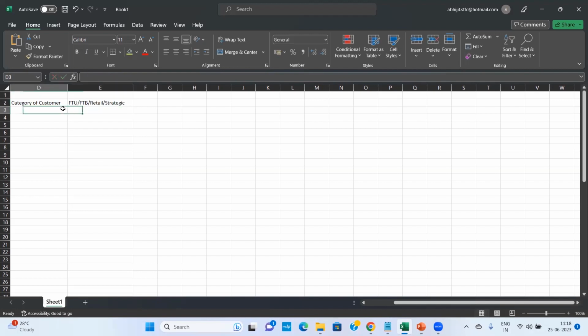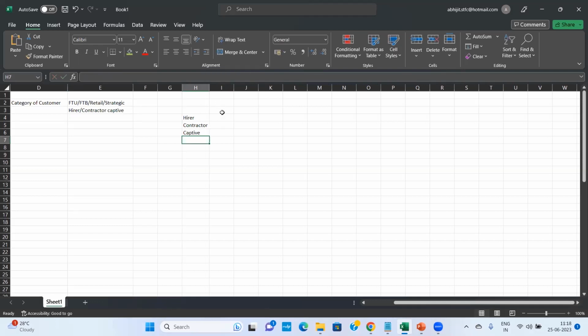strategy. So for a line of business, it can also be, say for example, hire, commercial vehicle, contractor, captive. So it can be a matrix structure like this: hire, contractor, captive, with FTU, FTB, retail, strategy, super strategy. Right? Then it becomes a matrix kind of structure.